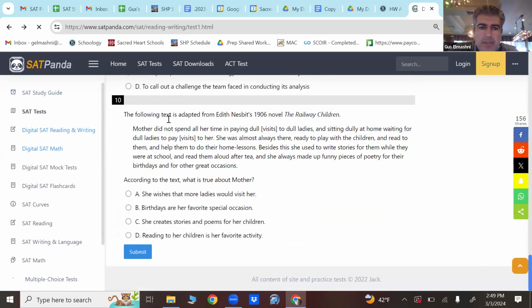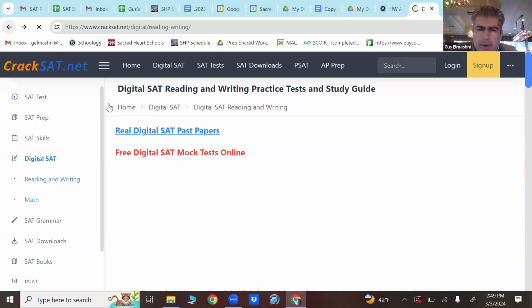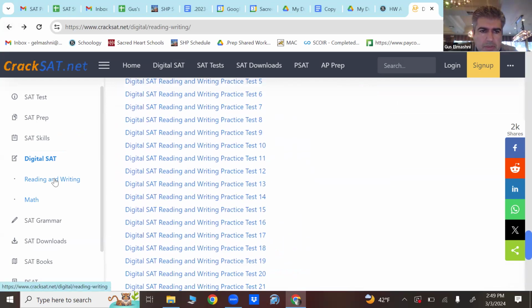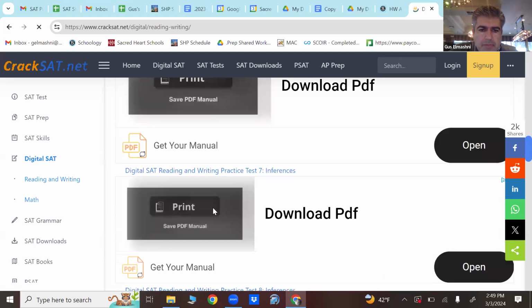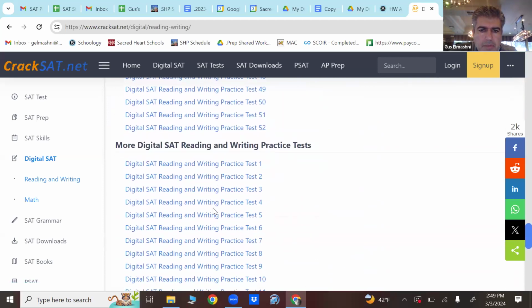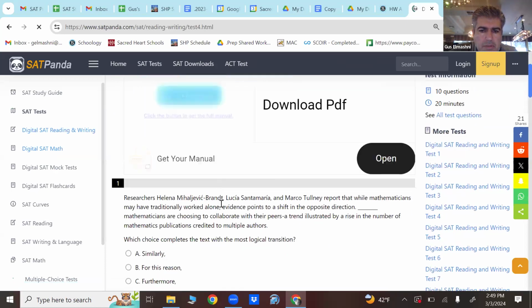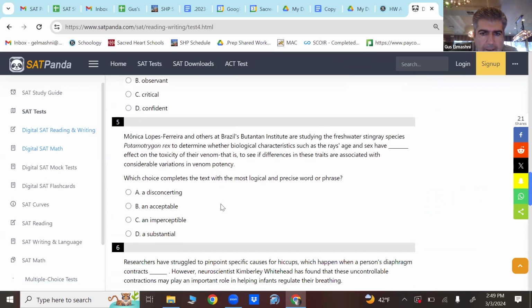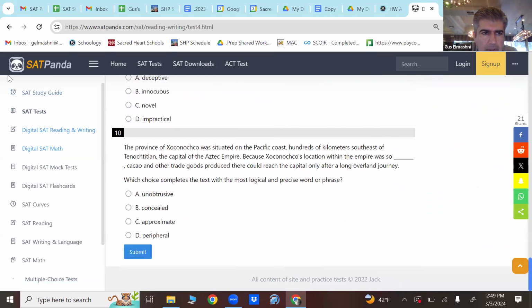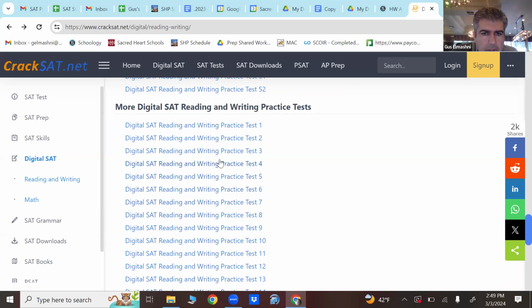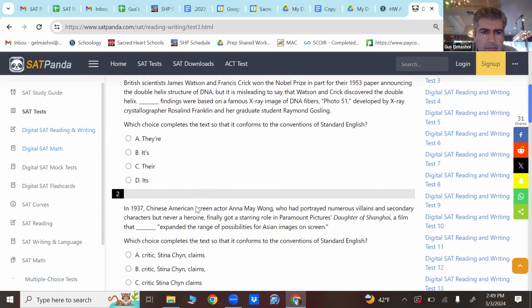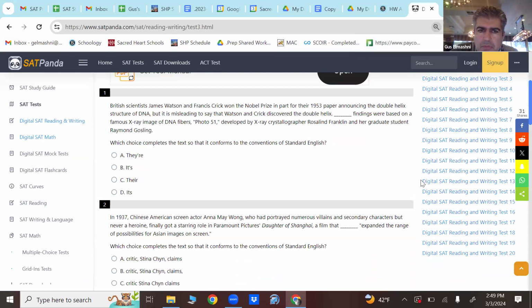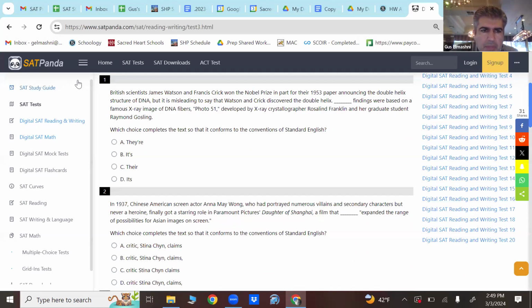Okay, let's try some grammar. So I think we do need to hit that up. Actually, here we go. Let me zoom out. So convention is standard English. That's pure grammar.